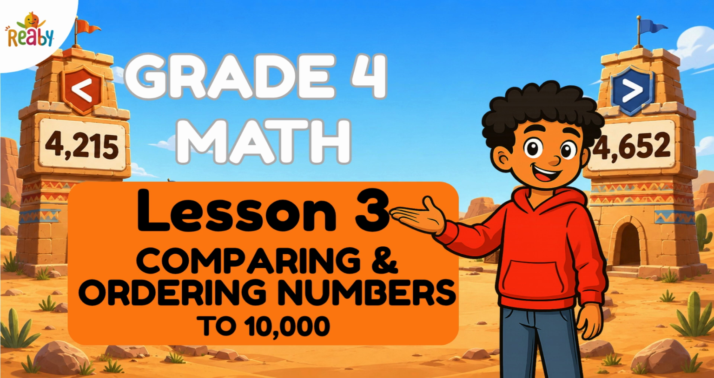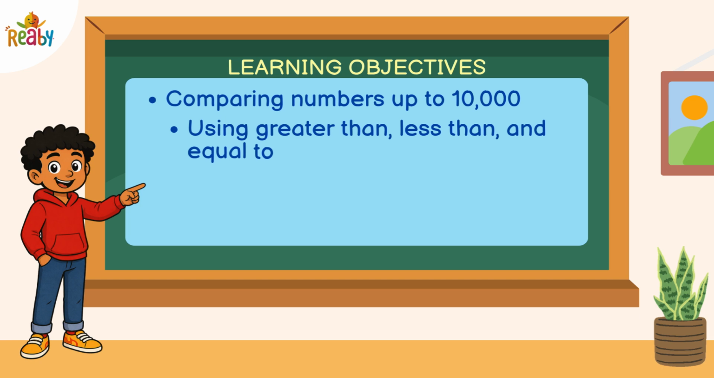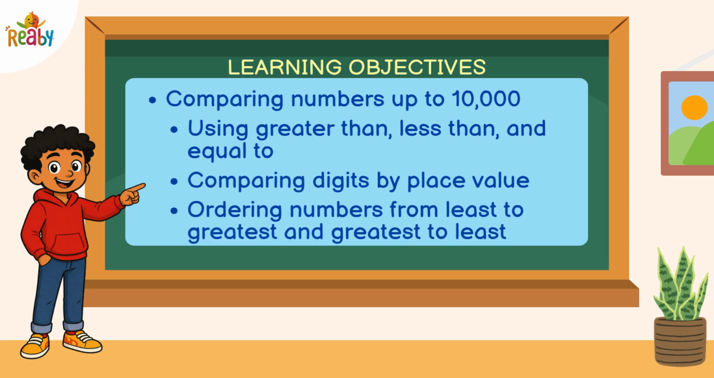Today at Dune Valley, we'll use place value to compare and order numbers up to 10,000. Before we get started, here's what we're learning today. Comparing numbers up to 10,000, using greater than, less than, and equal to, comparing digits by place value, and ordering numbers from least to greatest and greatest to least.